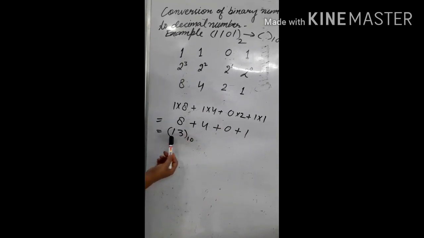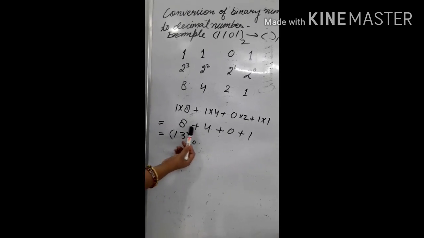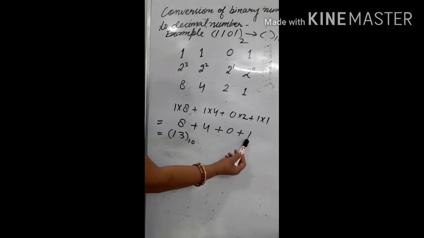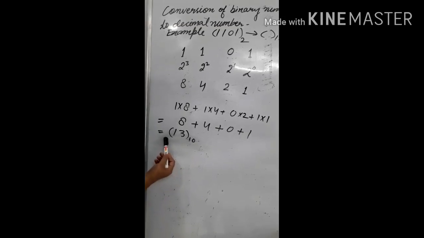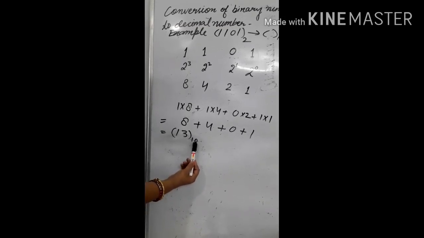As a result, we get 13. 8 plus 4, 12 plus 1, 13. So, this is the required decimal number.